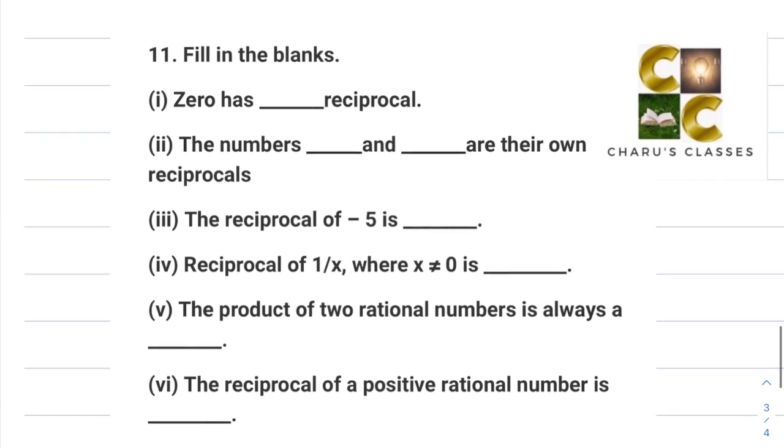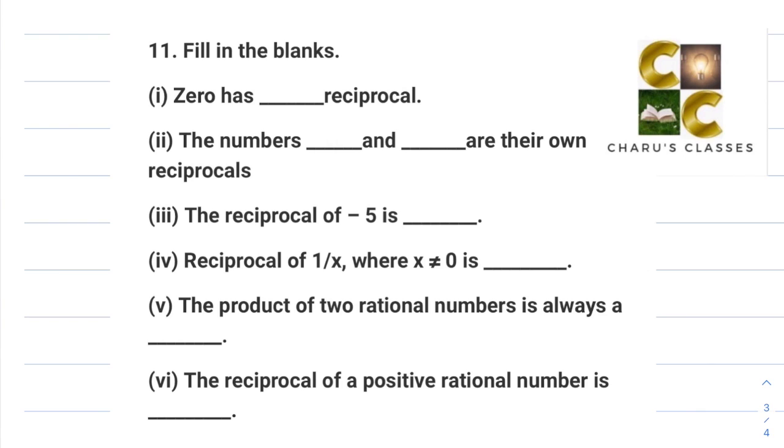Question number 11. Fill in the blanks. 0 has dash reciprocal. So we already know that 0 has no reciprocal because 1 by 0 is not defined. Second part, the numbers dash and dash are their own reciprocals. So we just saw the numbers 1 and -1, they are their own reciprocals. The reciprocal of -5 is, so this is going to come 1 by -5 and we can shift minus above. So this is -1 by 5.